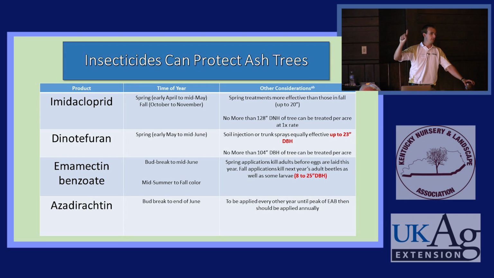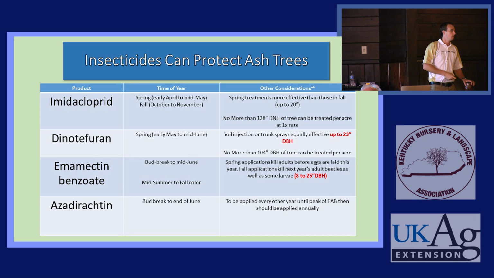Imidacloprid takes about 45 days to get into the leaves. So what does that tell you? We have to apply 45 days before the adults are flying, at least. Direct injection into the trunk of the tree. Injecting imidacloprid into the trunk of the tree, it'll take a little less time, but it's still not as water soluble as dinotefuran. Dinotefuran takes about 15 days to get into the leaves.